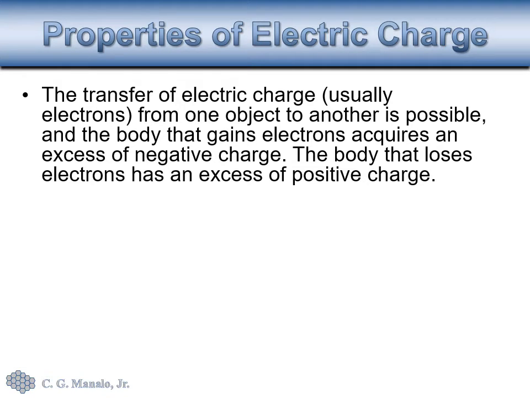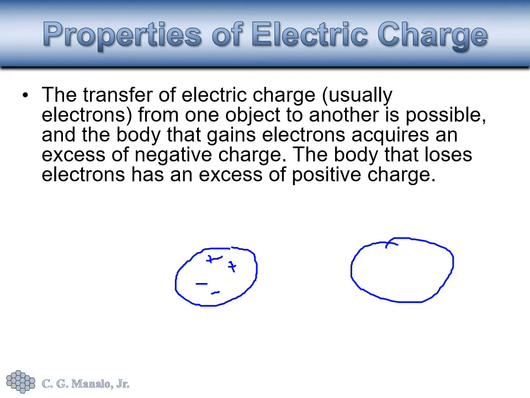Transfer of charges between objects is possible. So let's say we have two objects, and let's say one object has an equal amount of negative and positive charges, same as the other object. Well, the body that loses electrons has an excess of positive charge. Usually the charges that move from one body to another are the negative charges because in normal situations, electrons are the ones that transfer from one object to another or from one atom to another.